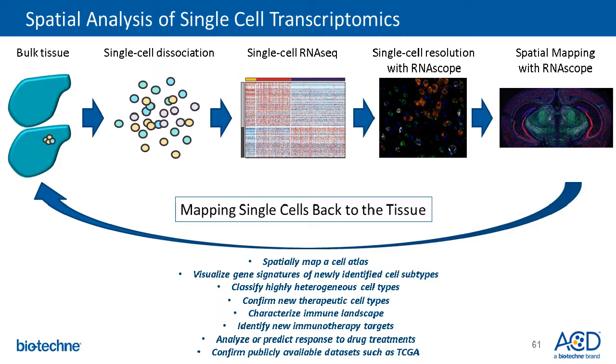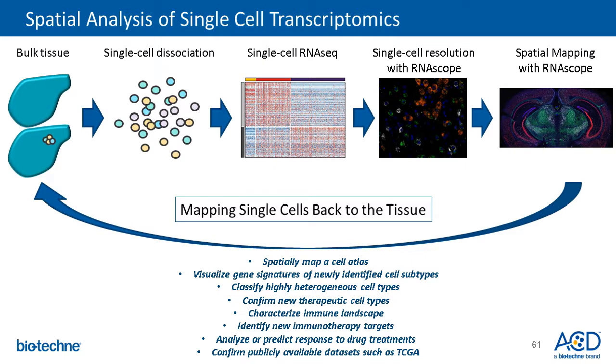The RNAscope technology is a robust, highly specific, and sensitive ISH methodology with the multiplexing capabilities to allow validation and provide spatial information for high-throughput single-cell transcriptomic results. This technology allows for cell-type-specific expression profiles to be mapped back to the complex tissue context of organs.